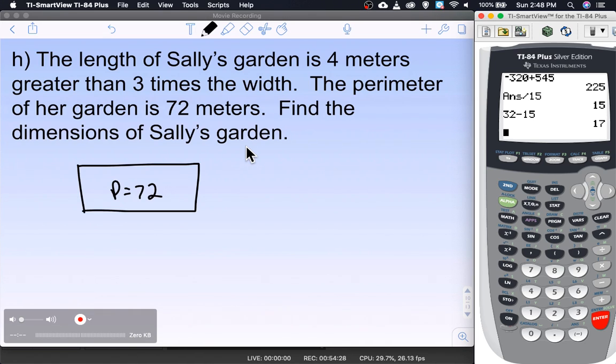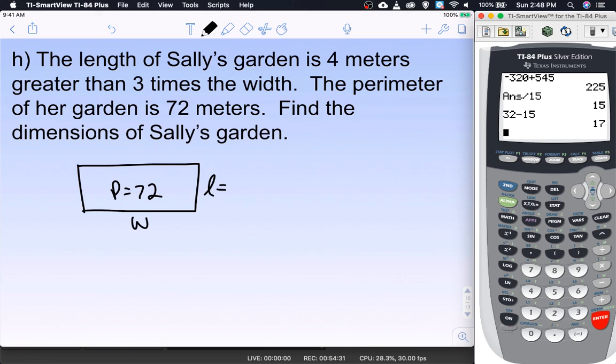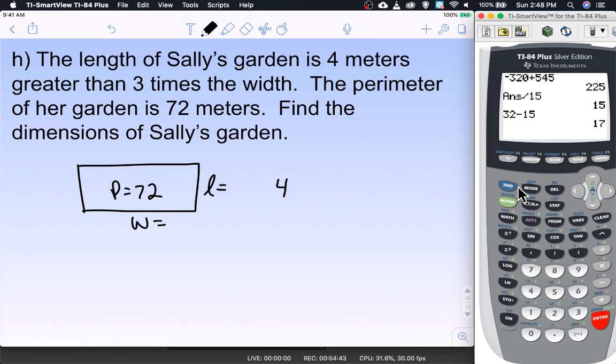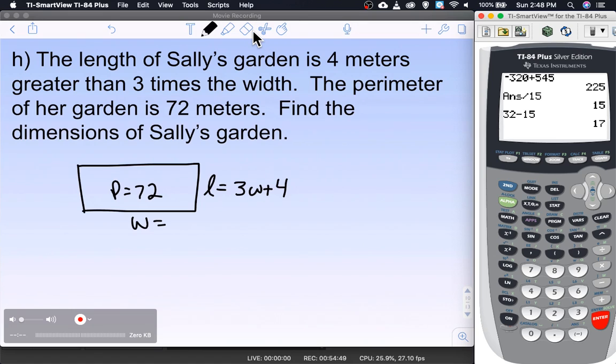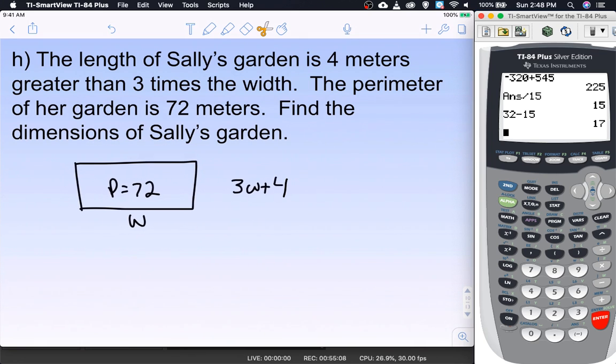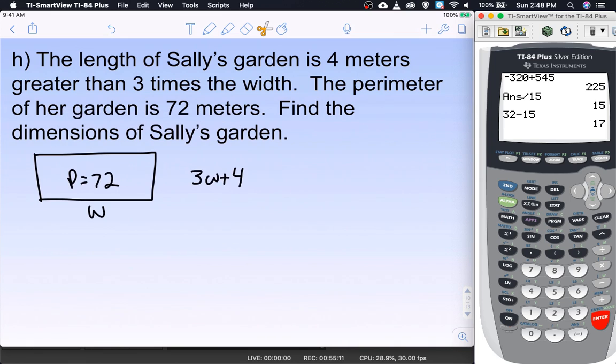So we need something for our length and our width. Now it says the length of Sally's garden is 4 meters greater than 3 times the width. It doesn't tell us how much the width is, so I'm just going to leave the width as W. So there's my length and there's my width. If we wanted to, we could switch back to x's and y's, but let's see what it looks like if we don't use x's and y's. Let's see what it looks like if we just use, in this case, w's and p's and stuff.